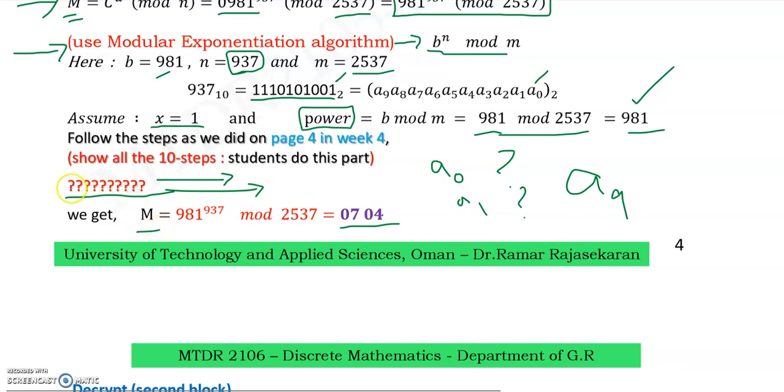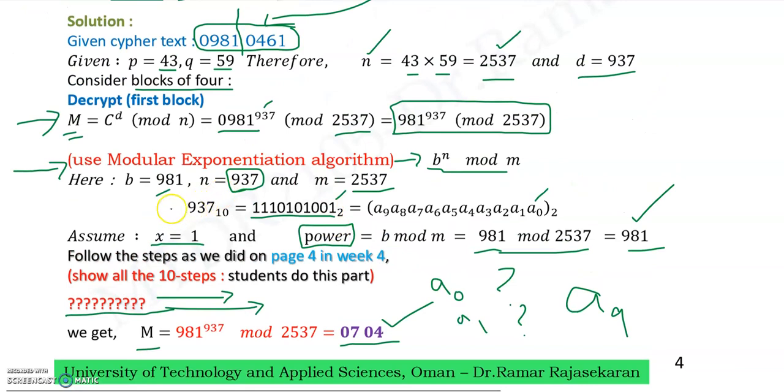After finding, for a0 what is x, what is power, for a1 what is x, what is power, similarly until n you have to do the iteration, means you have to do the algorithm in a for loop. Then finally for a9 you have to find x, that is your answer. This is for block 1, the first block.